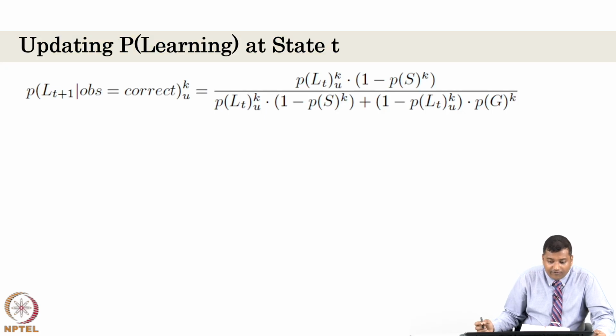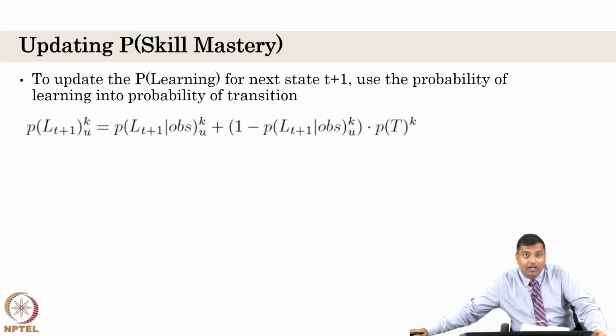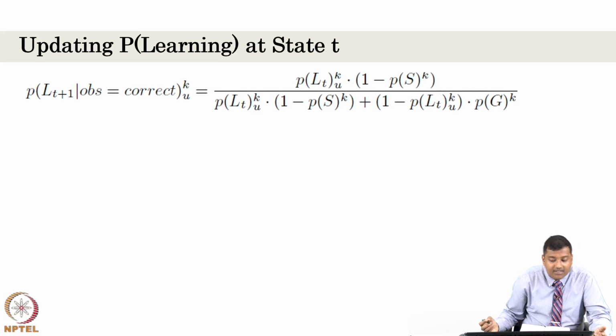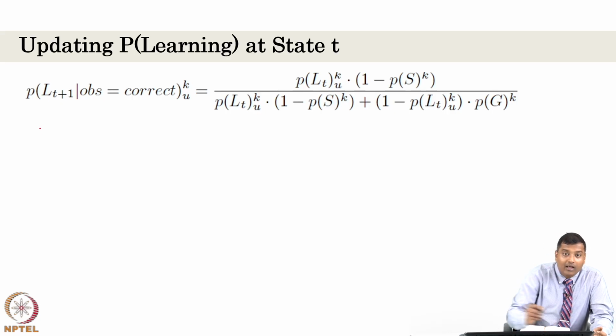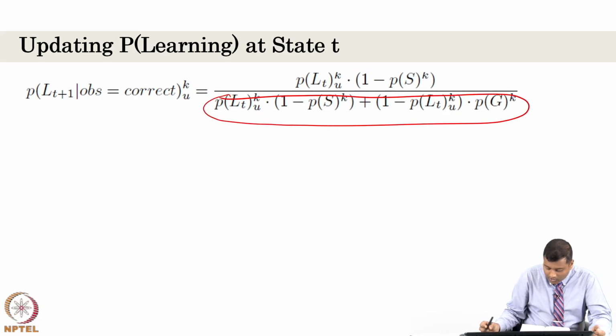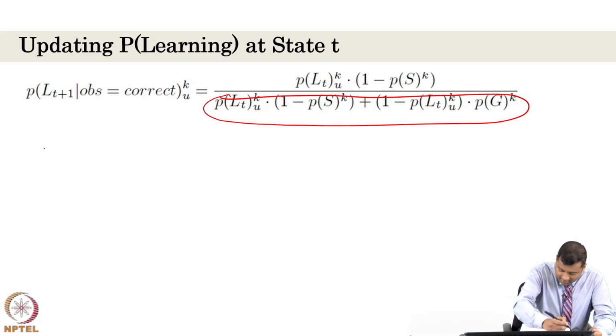So this is the formula for updating the learner state. We're going to look at it in much more detail. This is not the final formula for skill mastery. This is the formula for updating the learner state. If you observe this formula very closely, when you answer correctly, over here is the last thing that we computed, which was chance.